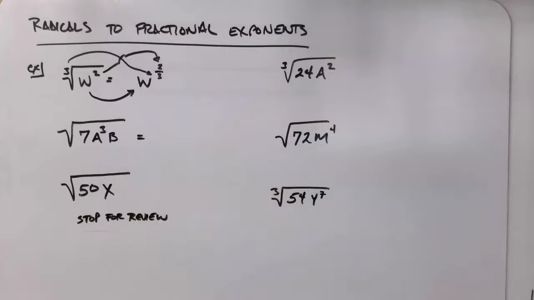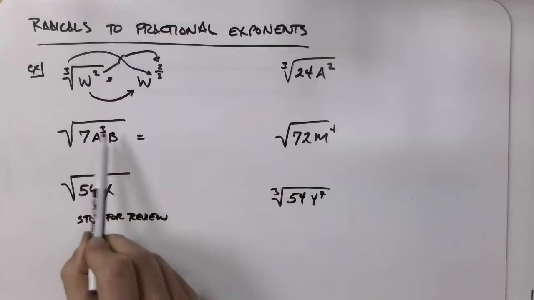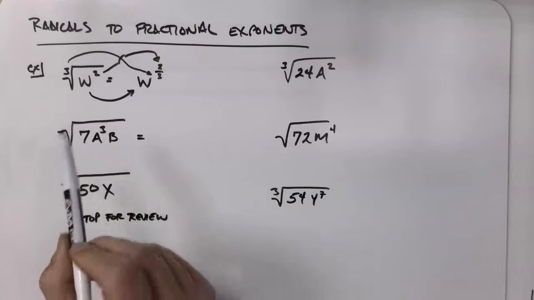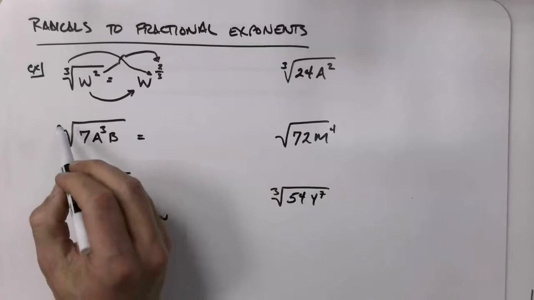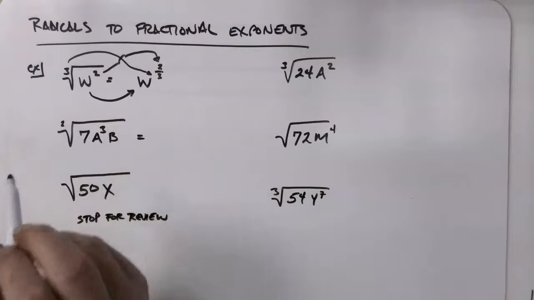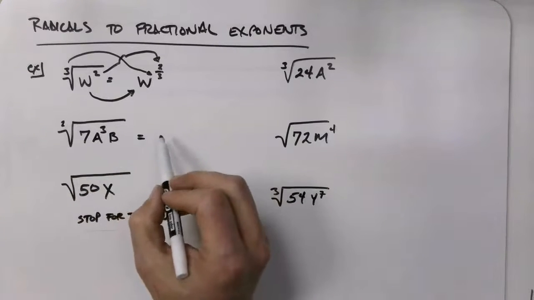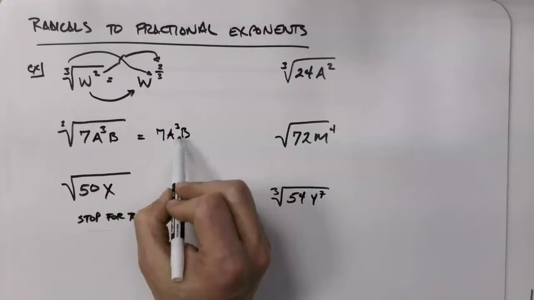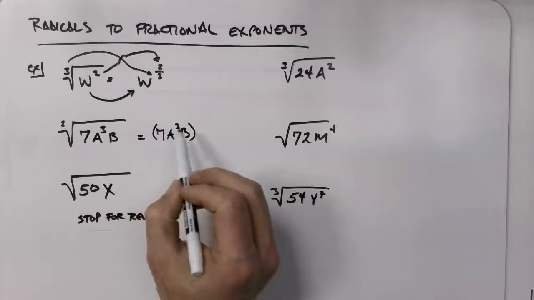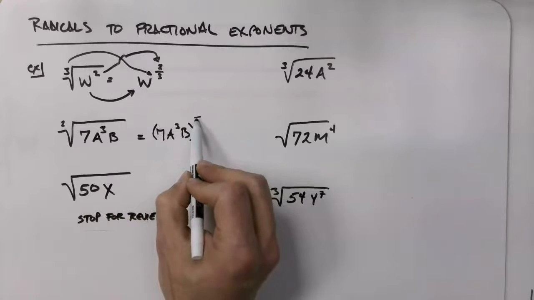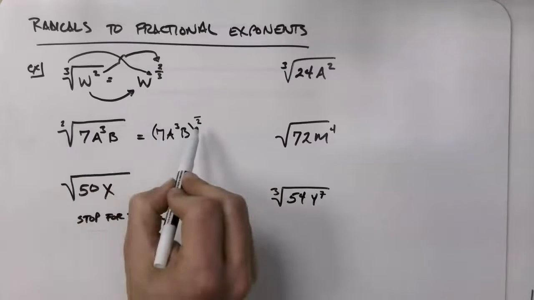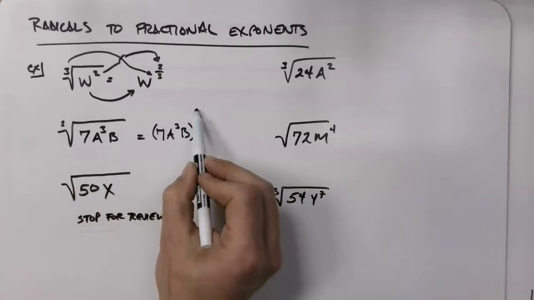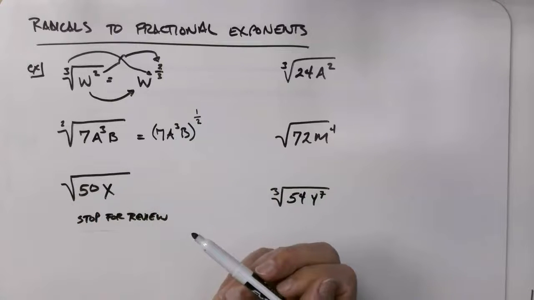All right, let's jump to this example here, and we've got quite a bit going on. There's no value written here, so there's a 2 implied. So I'm going to go ahead and write that. There's a 2 right there. And it looks like it's going to be 7a cubed b, and this entire thing is going to be raised to the, well, there's a 2 from my index. That's my denominator. And inside here, there's just a 1 on everything. So it would be the square root of that entire term.